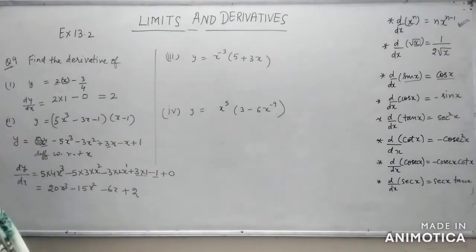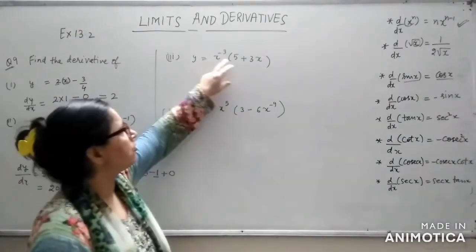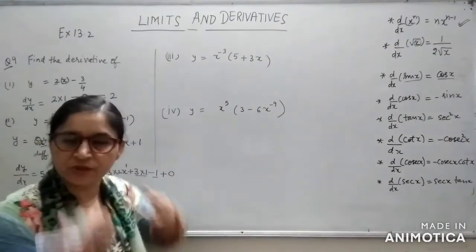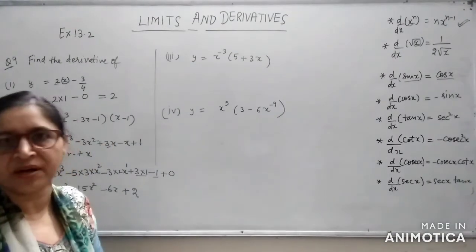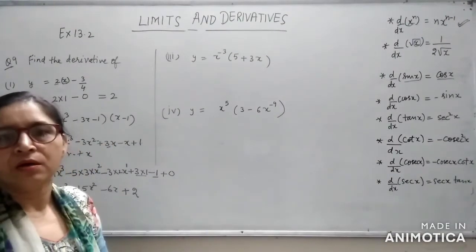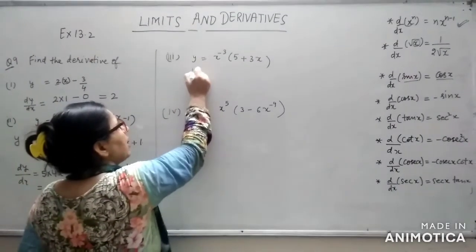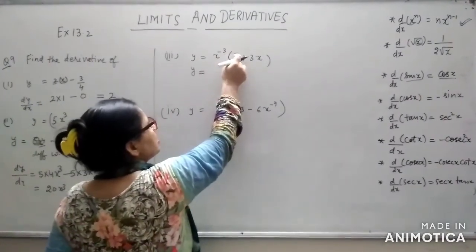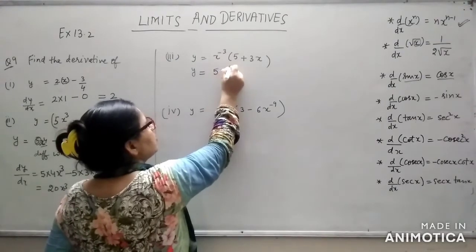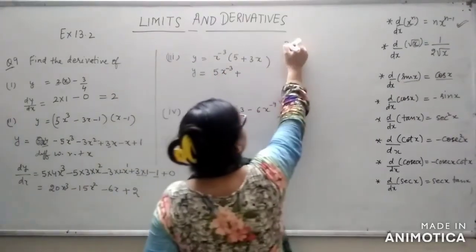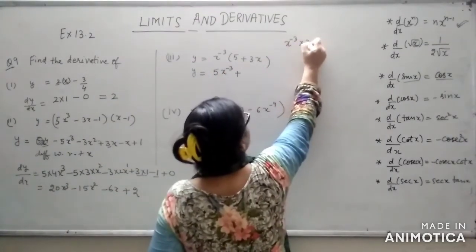In this question you can see it's not in the simplified form. We can multiply it. If multiplication is possible, it is simple multiplication. So first of all, simplify it by multiplication. So I can multiply it, x raised to power minus 3 multiplied with 5x raised to power minus 3, plus x raised to power minus 3 multiplied with 3x.